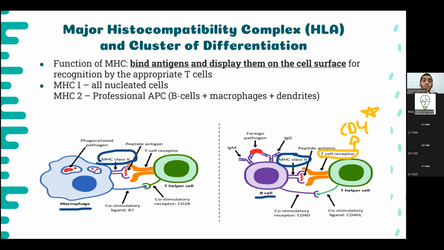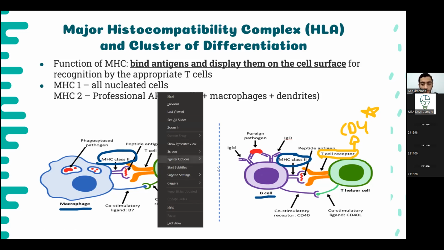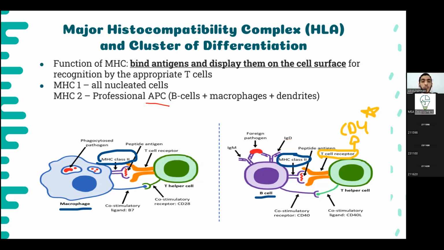On the other hand, we have MHC2. It is going to be found on antigen-presenting cells, specifically the professional antigen-presenting cells, but for now, understand that it's antigen-presenting cells. What are these antigen-presenting cells? B cells, macrophages, and dendritic cells. It's important to know the three types of cells that have MHC2. So if any question came to you about which cell has an MHC2 receptor, it has to be one of these.